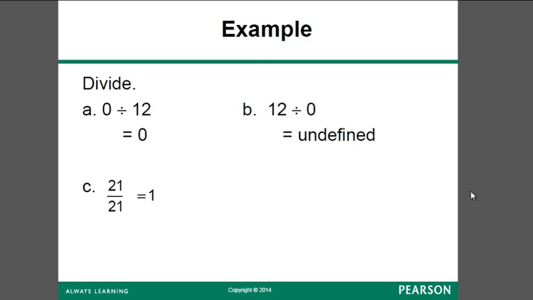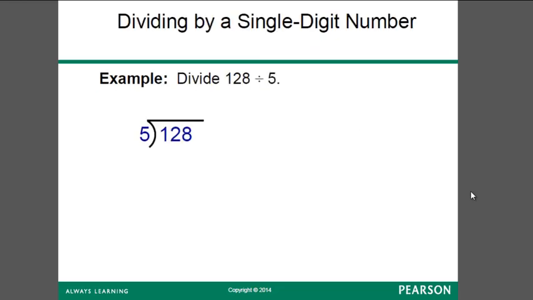Let's look at some examples where we're going to do long division and see what happens. Divide 128 divided by 5. Remember, what we're doing is we're taking this number on the outside and seeing how many times it goes into the number on the inside. How many groups can we take that 128 and divide it into 5? How many pieces will there be?